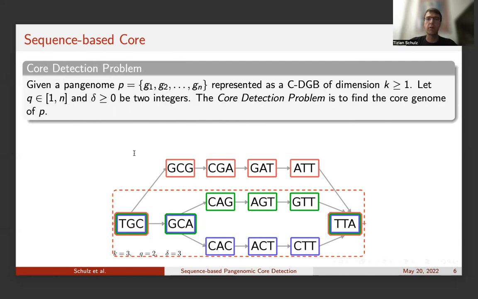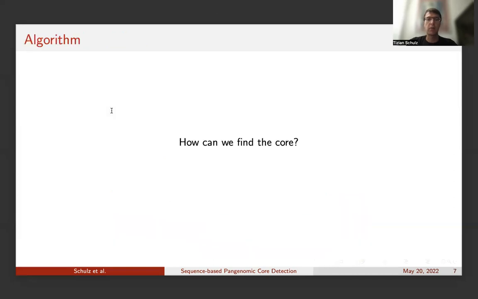The problem that we now need to solve is: if we have a pangenome that is represented as a colored de Bruijn graph, and we have 2 integers, a quorum and a delta, to find the 2 sets of k-mers, the set of core k-mers and the set of bridging k-mers. How can we do this?